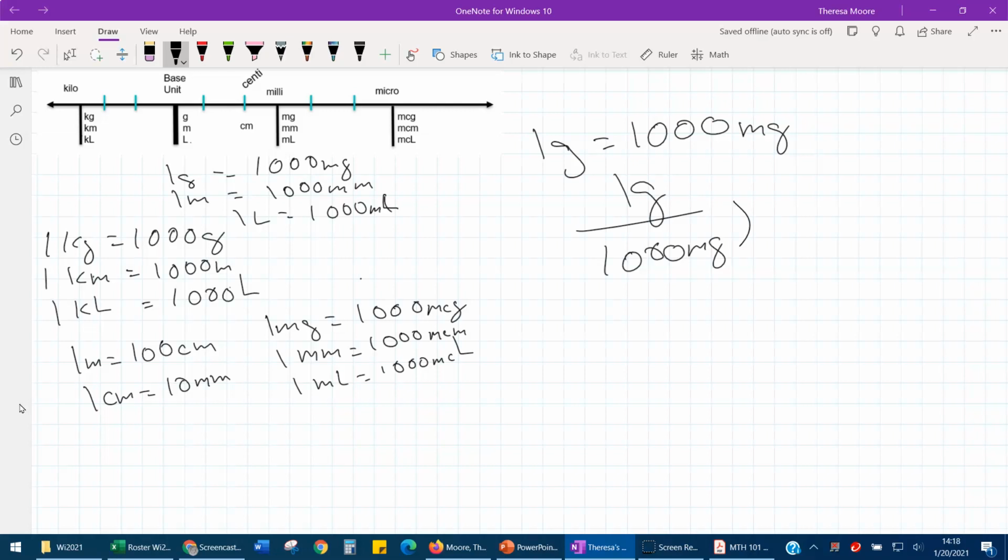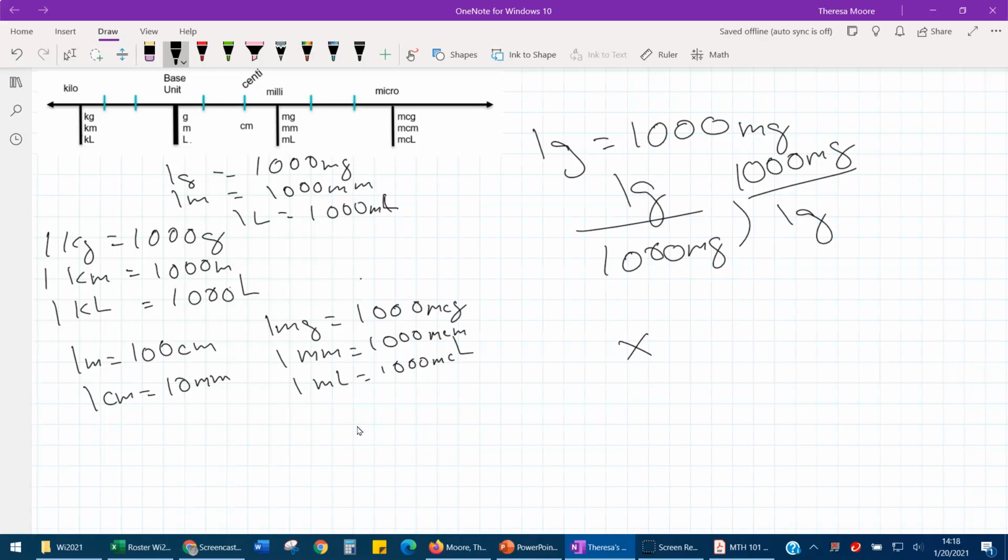Or we can write it upside down. 1,000 milligrams equals 1 gram, right? They mean the same thing. Either way, 1 gram is 1,000 milligrams. So how do we use conversion factors to do conversions? Whatever you are converting, you multiply it by a conversion factor.